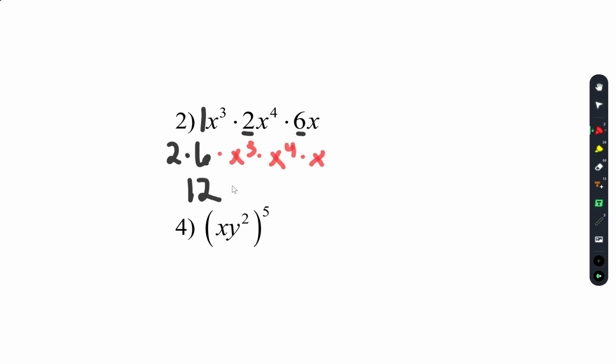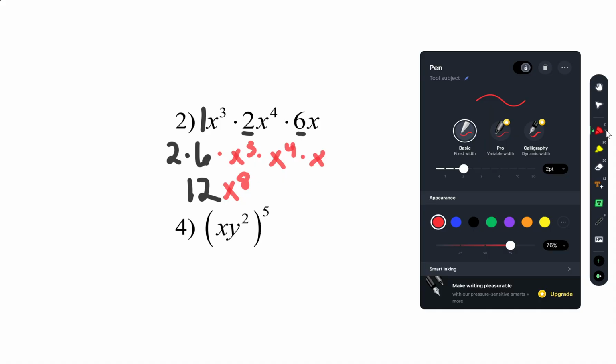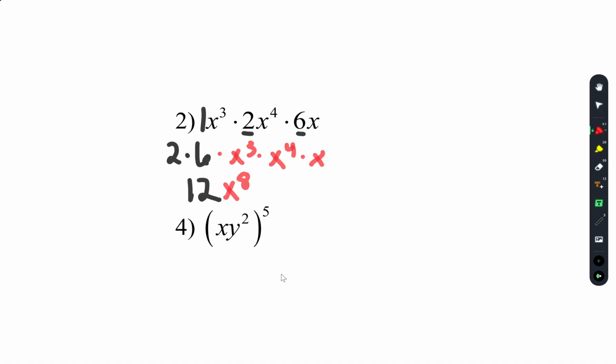So that'd be x to the 8th. Again, what I'm thinking of is 3 x's, another 4 gives me 7, and then 1 more is 8.